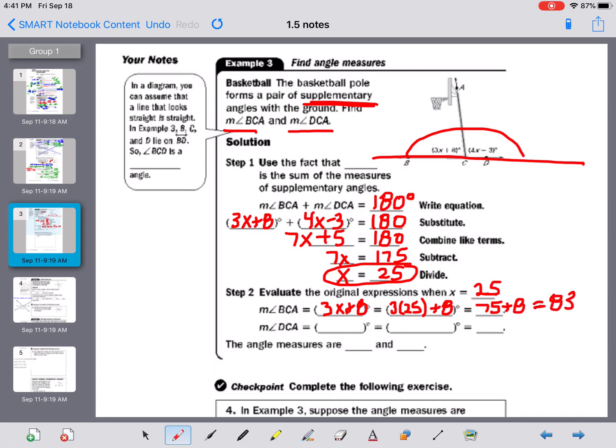Let's try DCA. DCA is 4x minus 3. So if I do 4 times 25 and subtract 3, 4 times 25 is 100. Minus 3 makes 97. Now quick check, I have an 83-degree angle on this side, 97-degree angle on this side. Do those add up to 180? They do. Is my basketball hoop slightly slanted? Sure enough is, right?